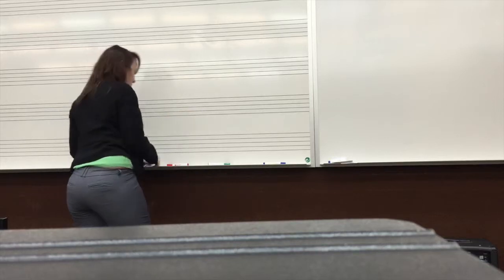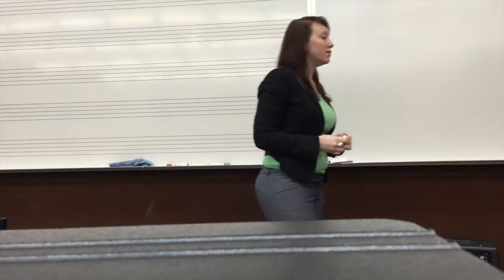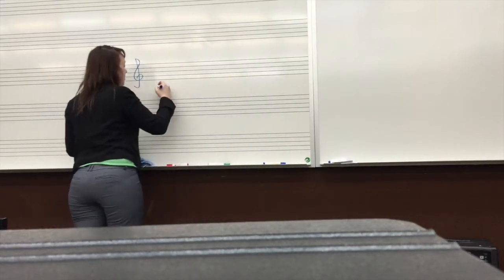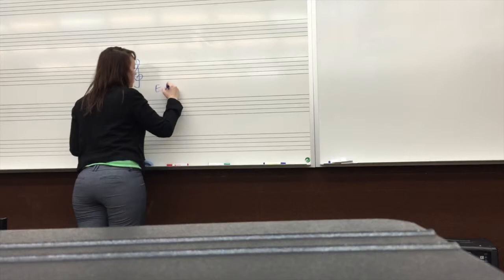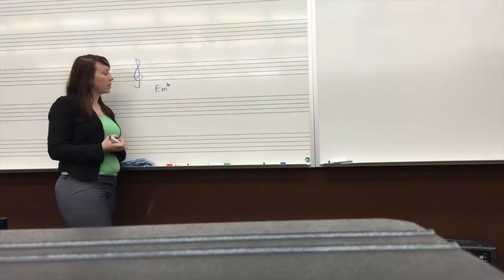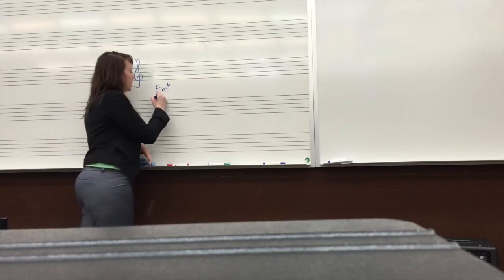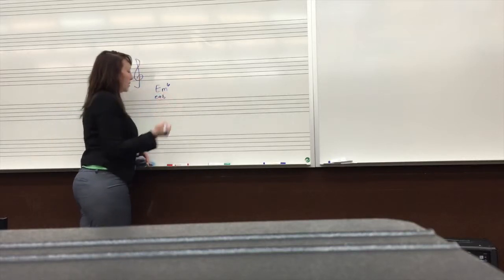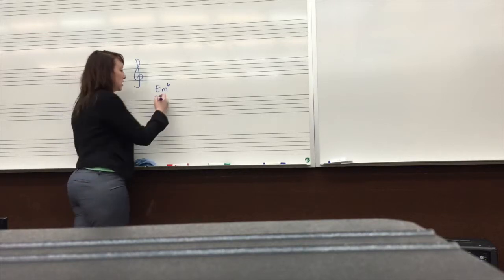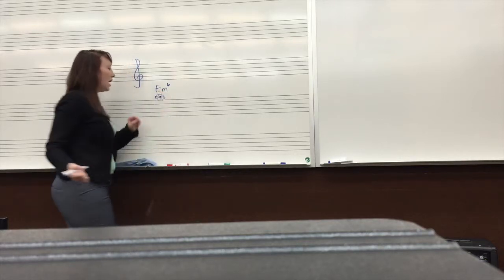All right, let's go back to your worksheet and just notate the few that are on here. We're in treble clef. What's the first one? E minor 6. So what are the notes in an E minor chord? E, G, and B. And which one needs to go in the bass for it to be a 6? G.